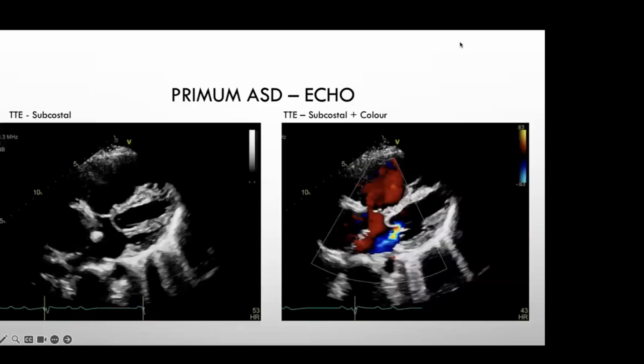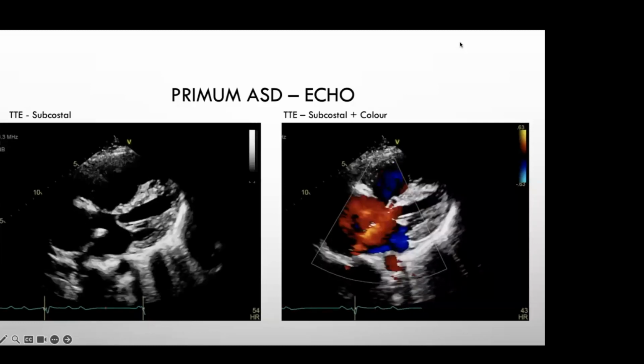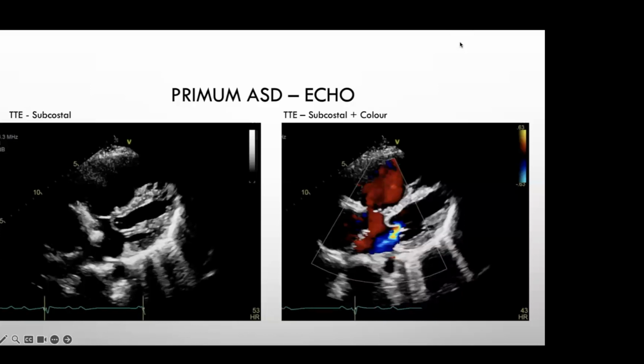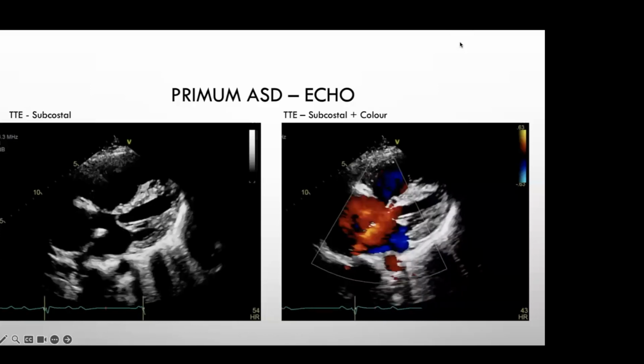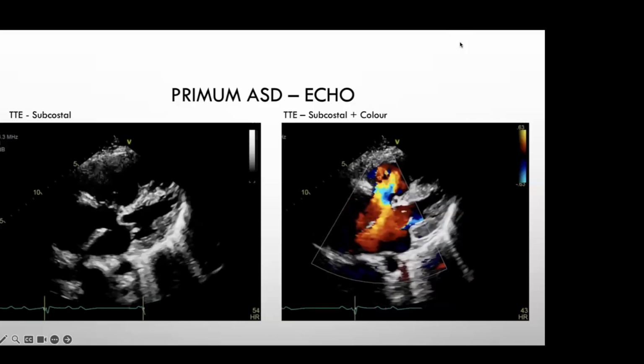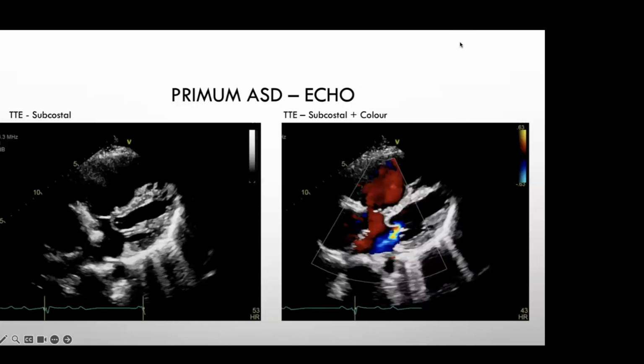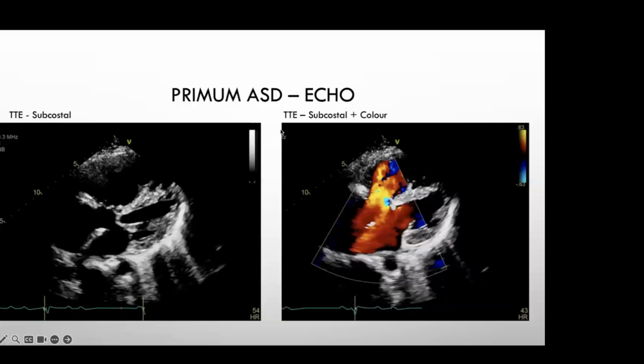So this is a subcostal view for the same patient. The primum defect is seen quite well in subcostal views because the defect is, again, perpendicular to the beam. And you can also see that there's marked shunting from the left atrium to the right ventricle, as seen with this red color Doppler flow.